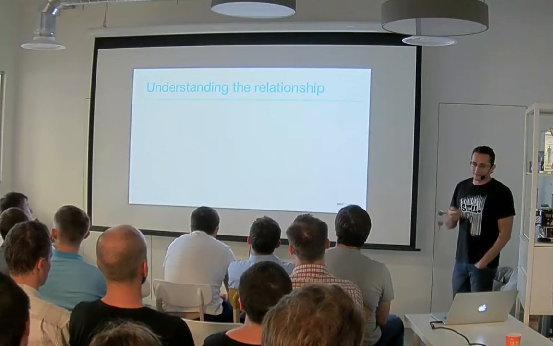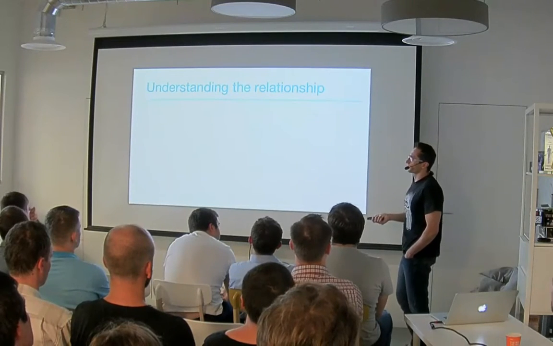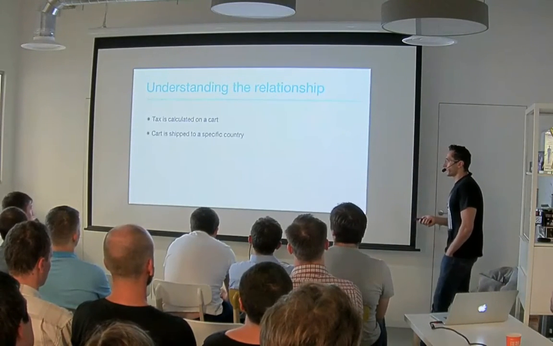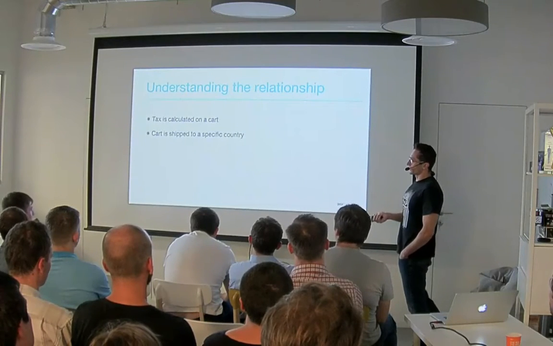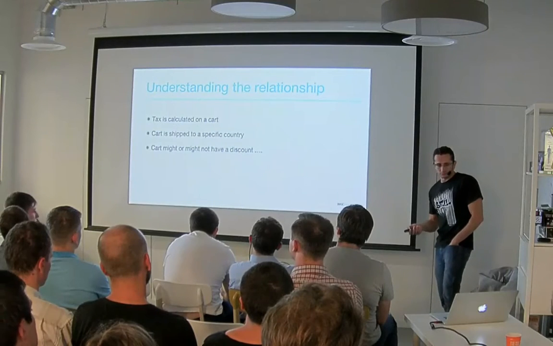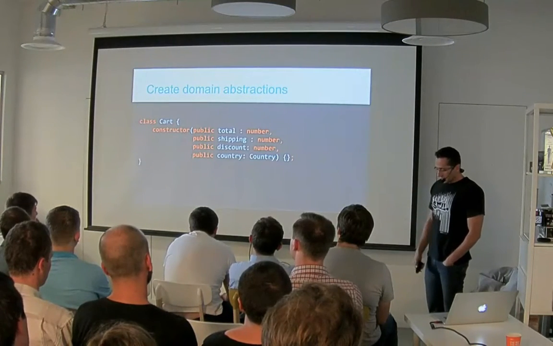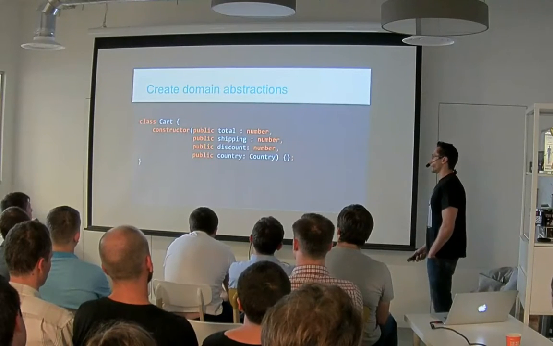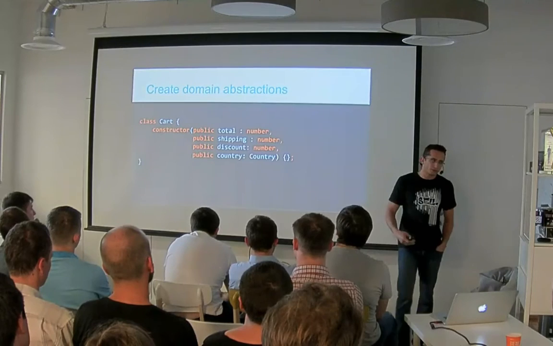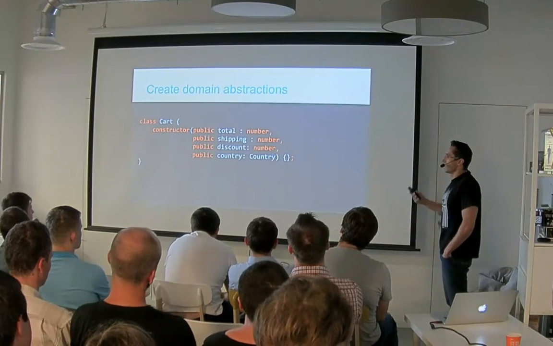So let's understand the relationship between the vocabulary we just broke down. Tax is calculated on a cart. Cart is shipped to a specific country, and cart might or might not have a discount. So, after we understood the domain, created the common vocabulary, and described the abstractions and the relationships, it's time to actually implement them using code.